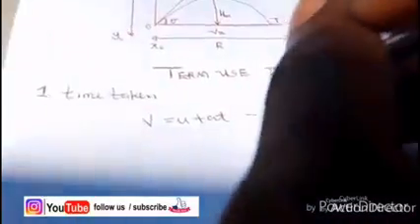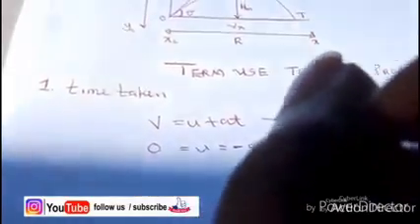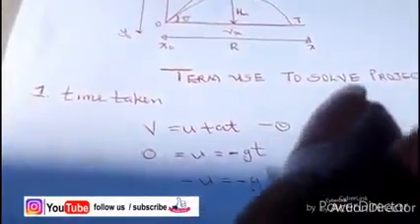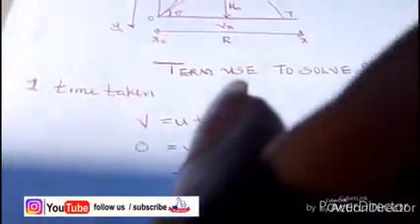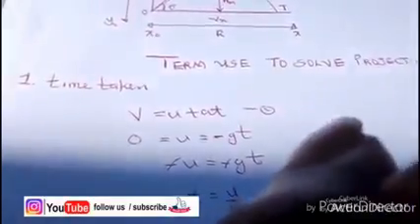So, the derivation for time taken. We have v equal to u plus at, from the first equation of motion. Our v is 0, and g is the acceleration due to gravity, so we have minus gt. So I have minus u equal to minus gt. From here I cancel out the negative sign, and I have t equal to u over g.